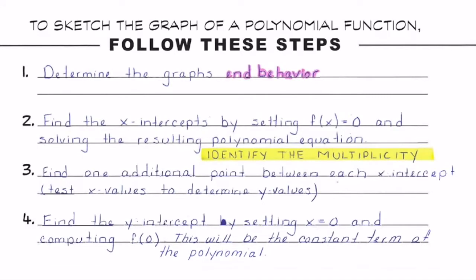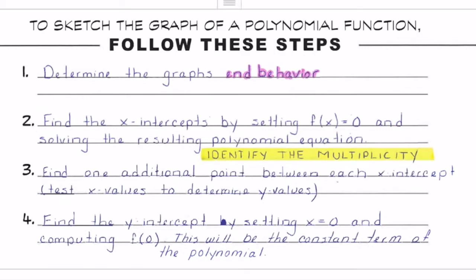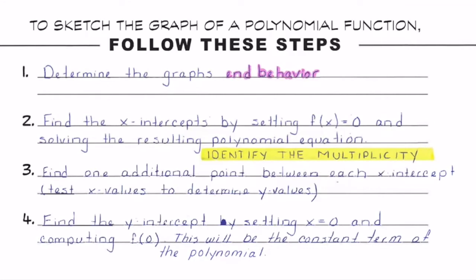So here are the steps that you should follow. You don't specifically have to follow this order, although you'll notice that I always do follow the same order just to be consistent with my examples. But either way, the first thing that you should do is determine the graph's end behavior. Next, you should find the x-intercepts by setting the function equal to 0 and solving the resulting polynomial. Within this step, you want to make sure you identify the multiplicity.